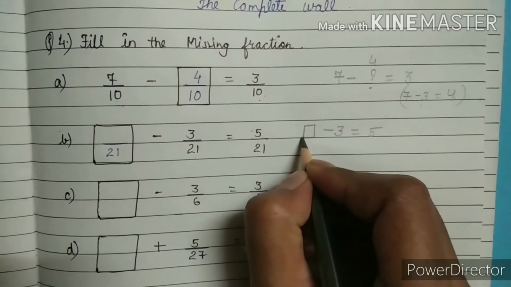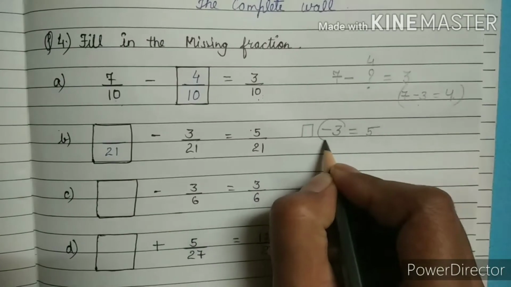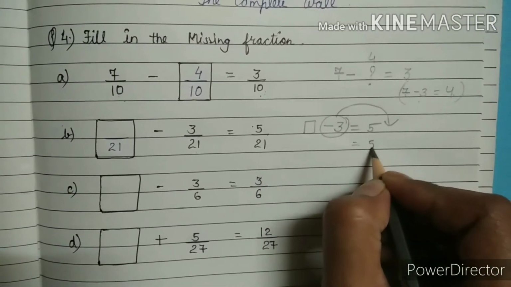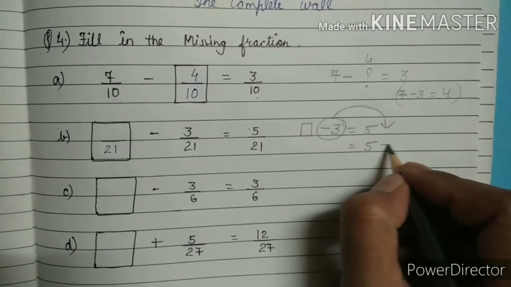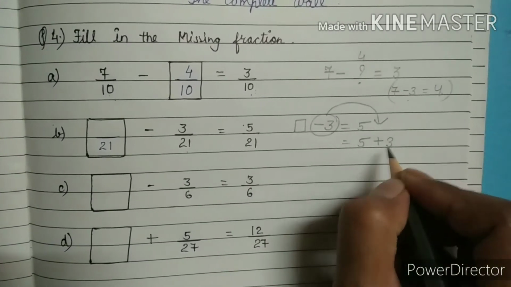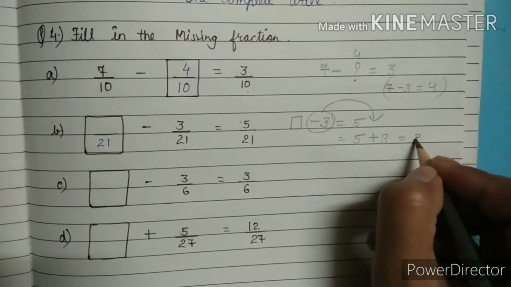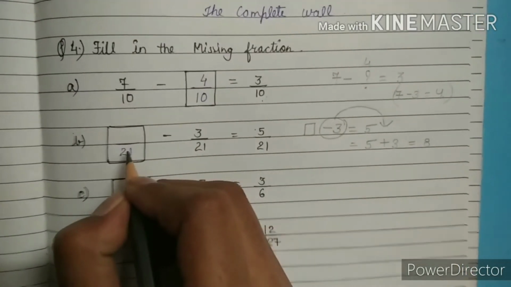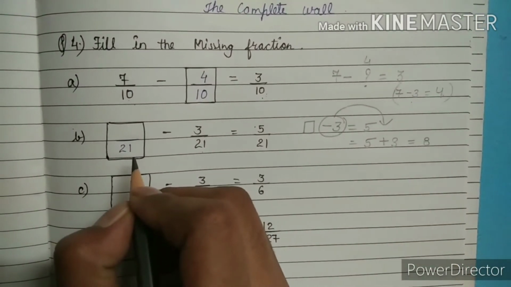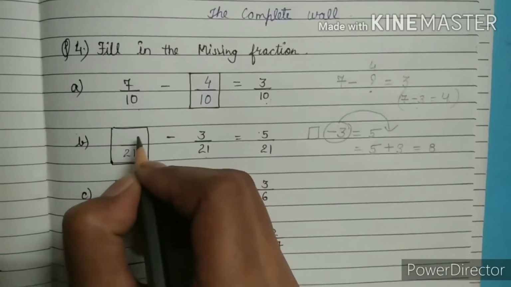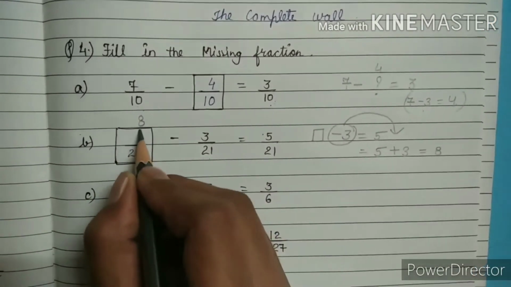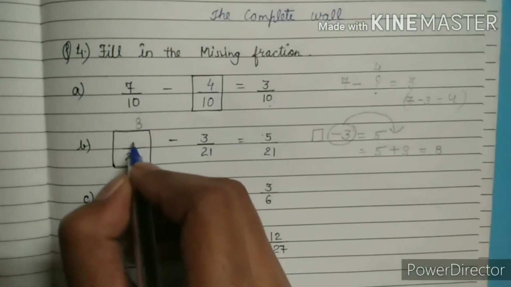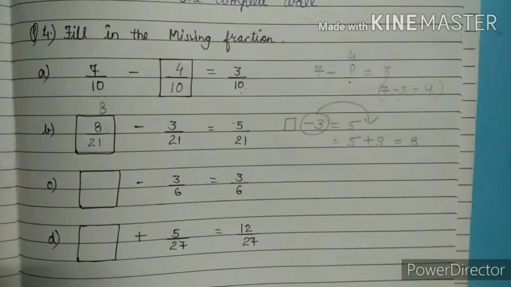Here we have a box. When you send this negative 3 to the opposite side, the minus will change into positive. So it will give us 8. So let's check first whether the condition is true or not. When we put 8 here, 8 minus 3, is it 5? Yes, this is absolutely right. That's why we are putting 8 here.